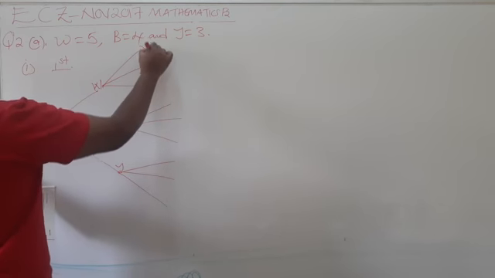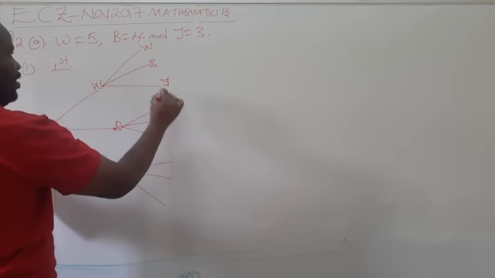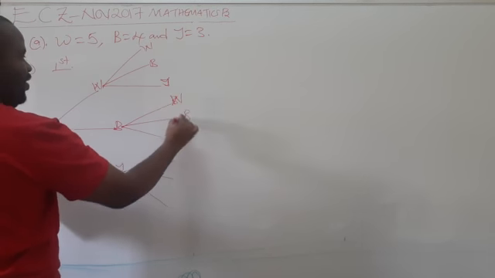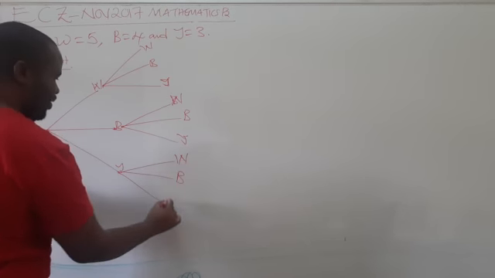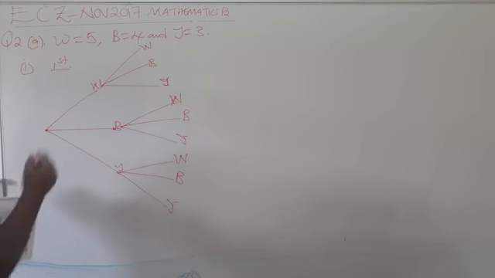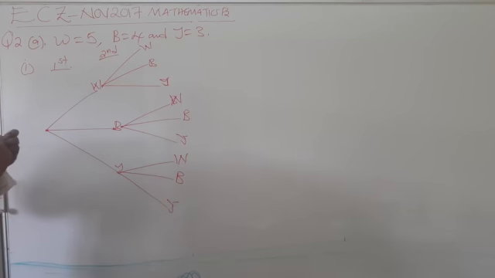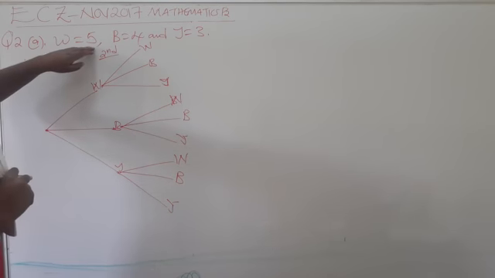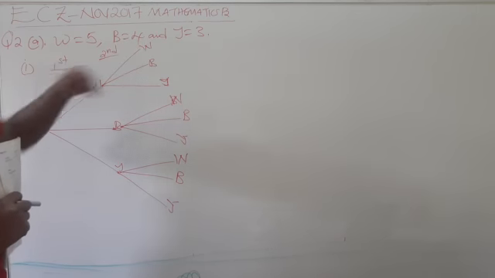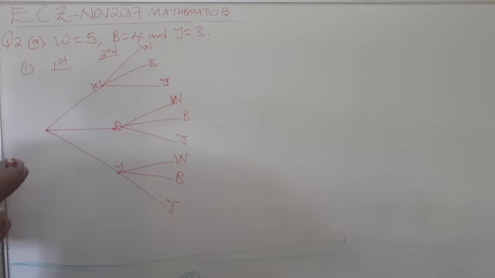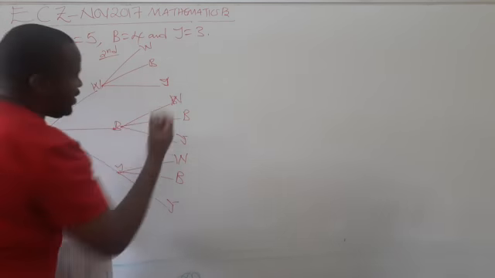Again, here you repeat: you have white, blue, yellow, then W, B, Y. White, blue, and yellow. Okay? So this represents the second picking. What we are saying is that you have 5 white, 4 blue, and 3 yellow. So when you add this plus that, you get 9. 9 plus 3, you get 12.